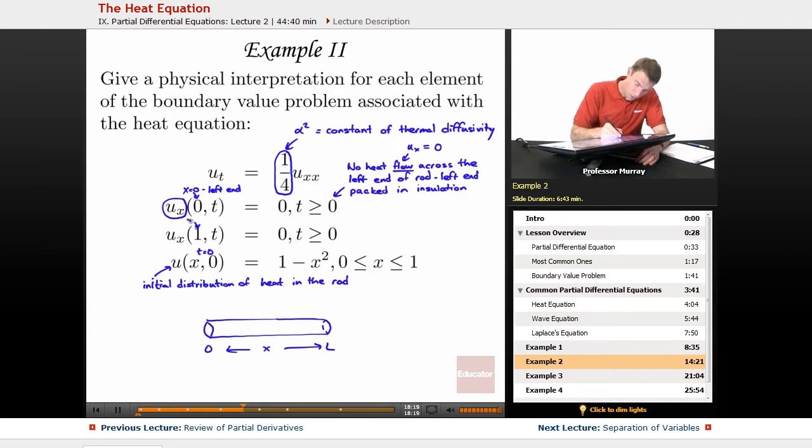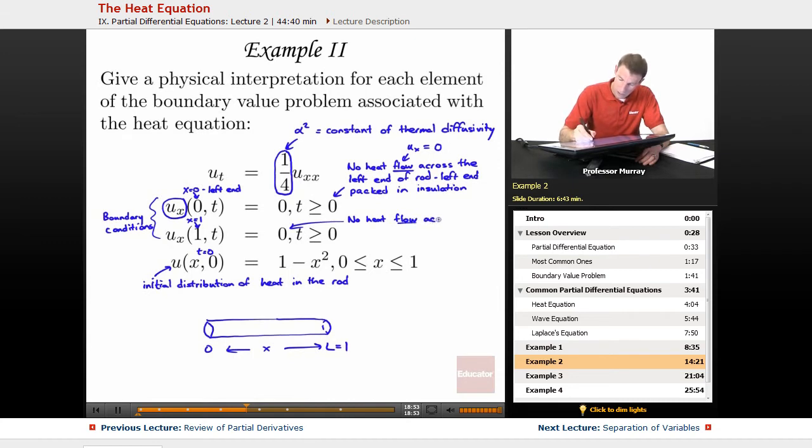Now, we've plugged in x equals 1 for this second condition. These are both boundary conditions because they tell us what's happening at the edges of the rod. And since we've plugged in x equals 1, that must mean L is equal to 1. We must be dealing with a rod of length 1. And since it's equal to 0, that means there's no heat flow across the right end of the rod. So that right end must also be packed in insulation.